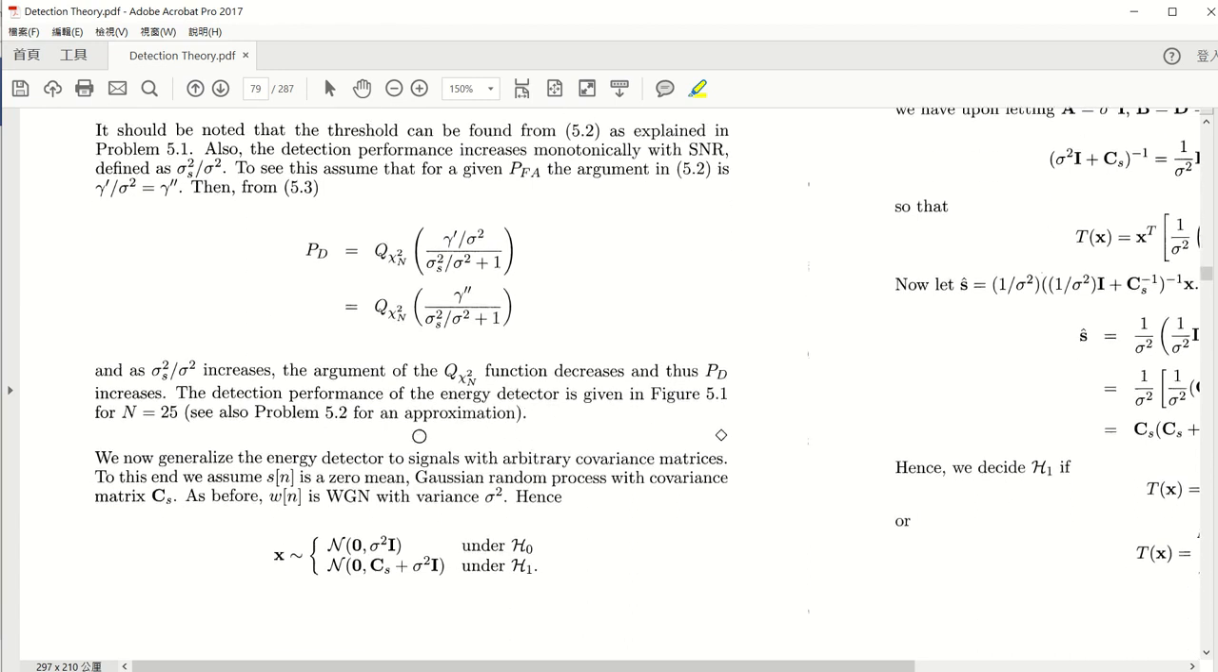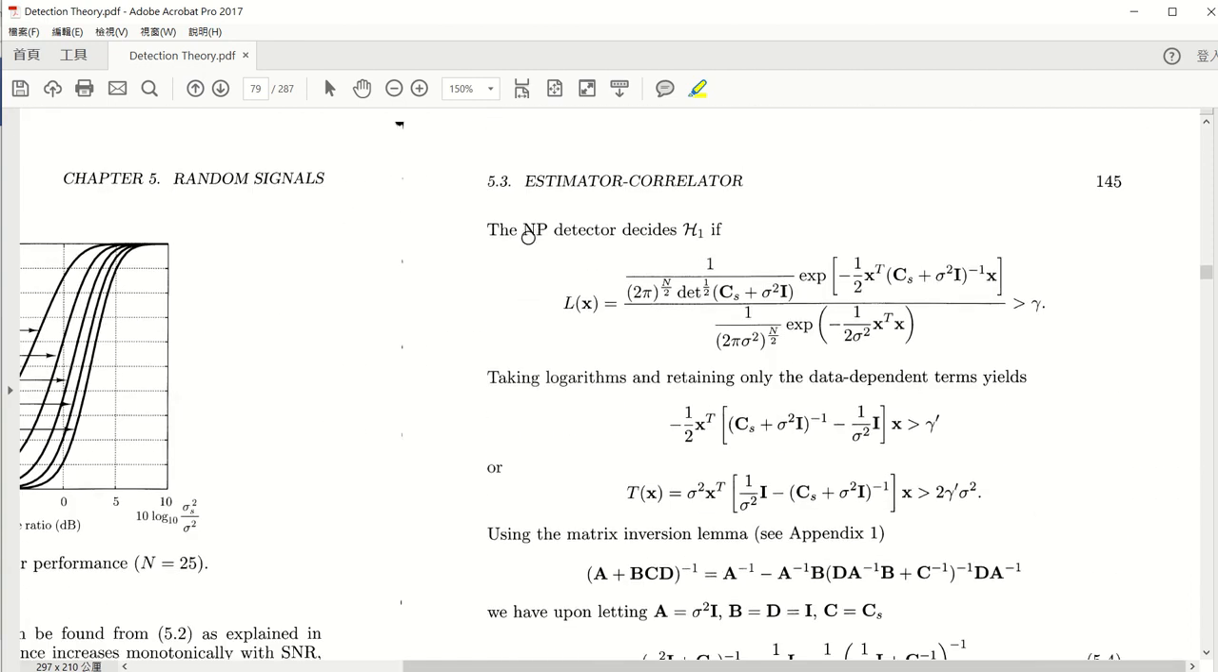So, we can generalize the energy detector to signals with arbitrary covariance matrices. To do this, we assume S is a zero-mean Gaussian random process with covariance matrix C of S. Then, as before, Wn is white Gaussian noise. So we have X distributed with noise only contributing to this term, and then signal contributing to here, but it's no longer identity. It has a covariance structure. All right.